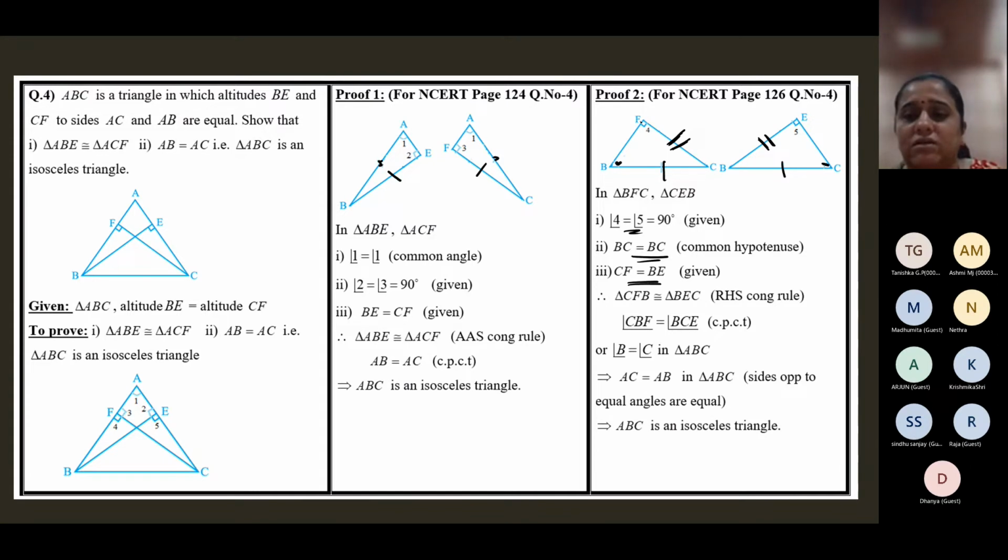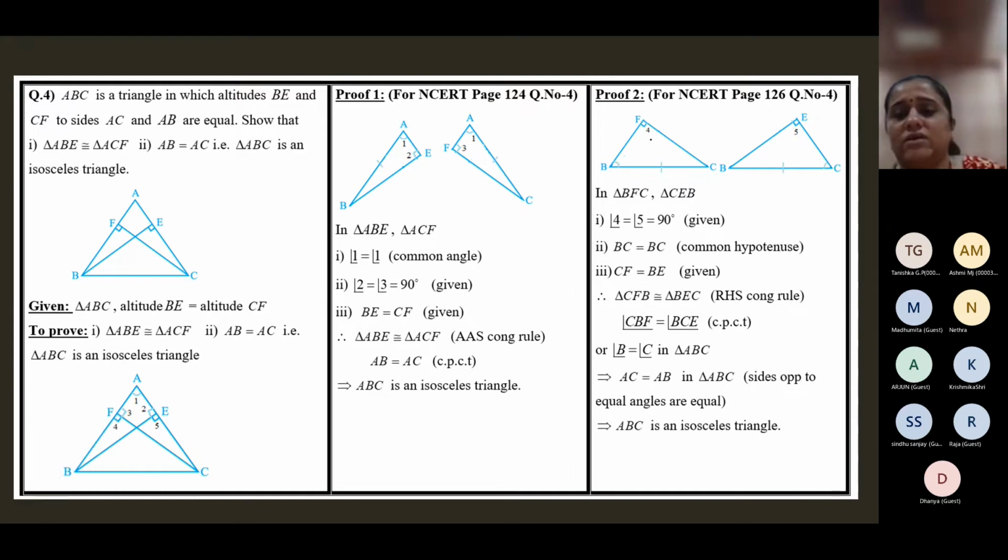So right angle. Hypotenuse. BC is the hypotenuse. Opposite of the right angle is the hypotenuse. And some other side. RHS is what? Right angle, hypotenuse, and any one other side.